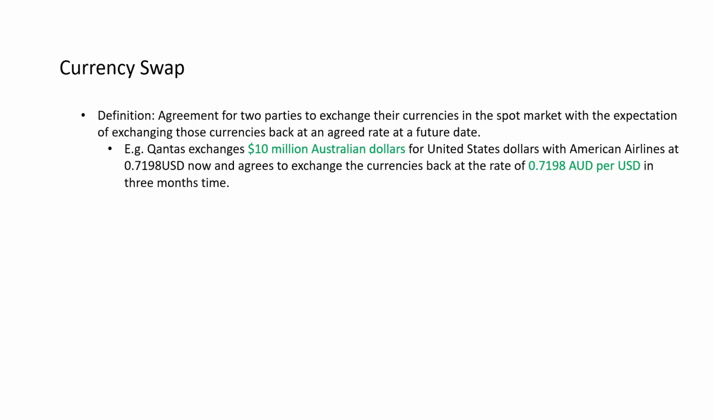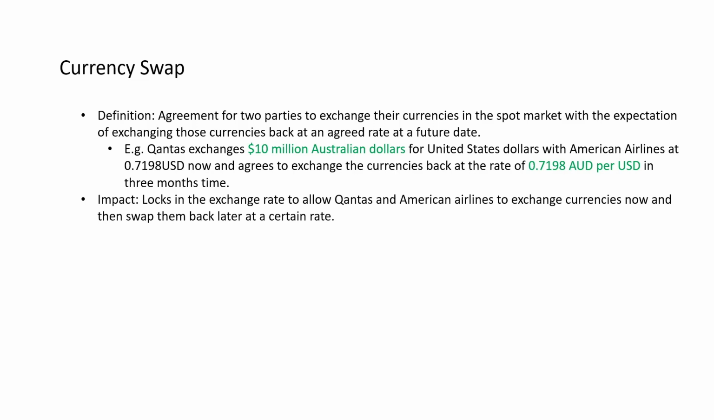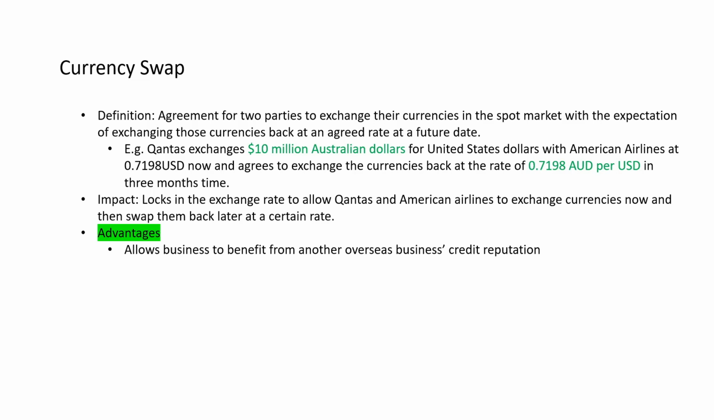The impact of this is that it allows Qantas to lock in the exchange rate with its transaction with American Airlines and then swap them back later at an agreed rate at a certain date. And this is good. Why? Because it allows Qantas Airlines and American Airlines to each benefit from each other's respective credit reputation. Right? Qantas would have a good reputation with Australian banks. American Airlines would have a good reputation with American banks.